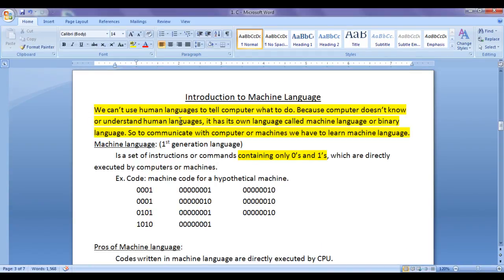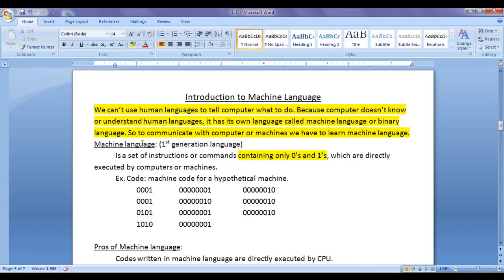We can't use human languages to tell a computer what to do, because a computer doesn't know or understand human languages. It has its own language called machine language or binary language. So to communicate with a computer or machines, we have to learn machine language. Machine languages are first generation languages.